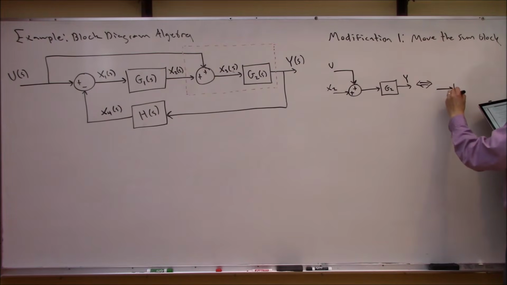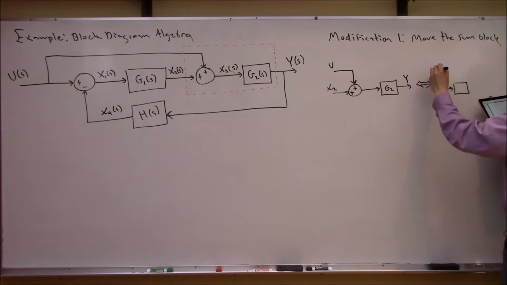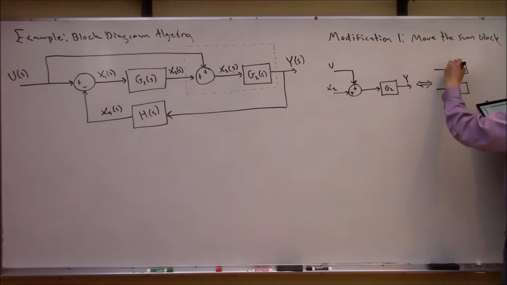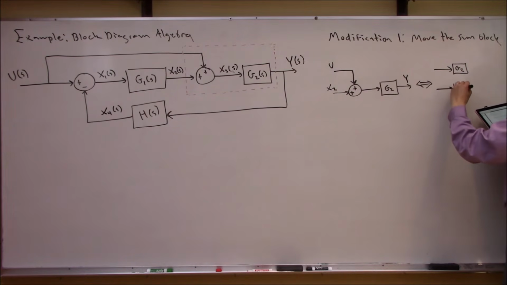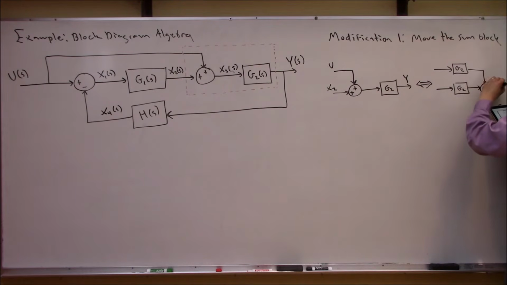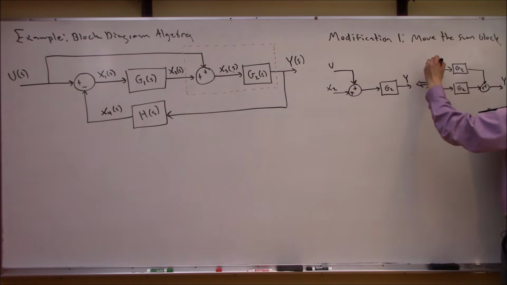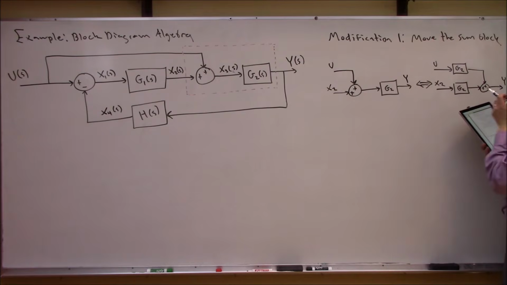So if we apply that rule we developed earlier about moving a summing node behind a block, we saw that we can write this like this, right? Those two are the exact same thing here, right?